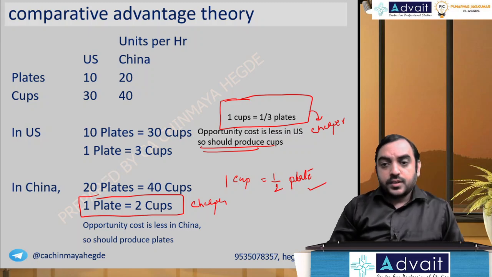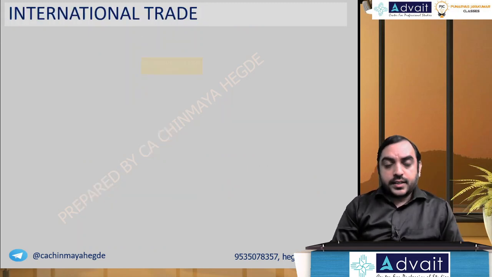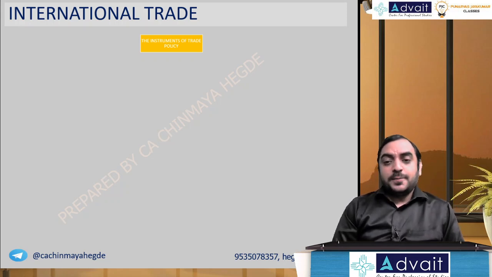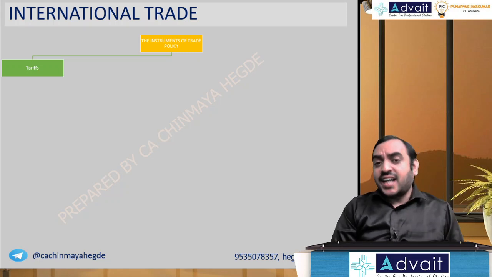Done? Okay. Next, let's go through the remaining theory part quickly. Instruments of trade policy. Tariff means tax. How much tax they can levy.